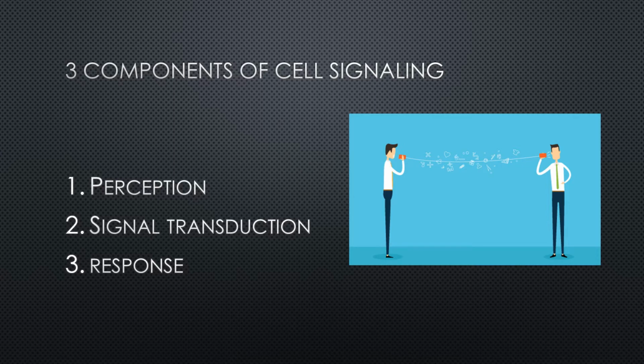First, there's the perception. In other words, the cell has to perceive that there's a change in its environment. We also call that the stimulus, so perceiving the stimulus. And then secondly, there is the signal transduction. Once we've perceived it, we need to send a signal to the part of the cell that can then respond to this stimulus. So of course, the third component is the response. Works a little bit like telephone, right? We have our perception of that information coming into our ear, then we respond to the stimulus.